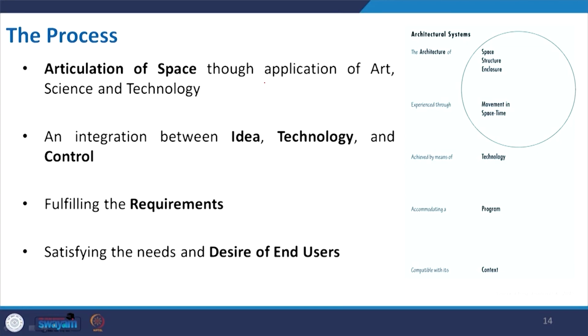The control is very important, where we manage it, and then definitely the process includes fulfilling the requirements. If we fail to fulfill the requirements, maybe the solution will not be appreciated. Satisfying the needs and the desire of the end user, who are actually using and experiencing it, and how well we can satisfy them. So, this is the process in a summarized way.